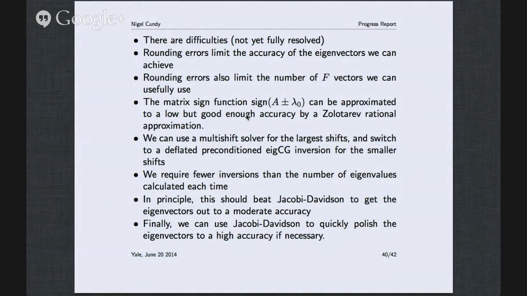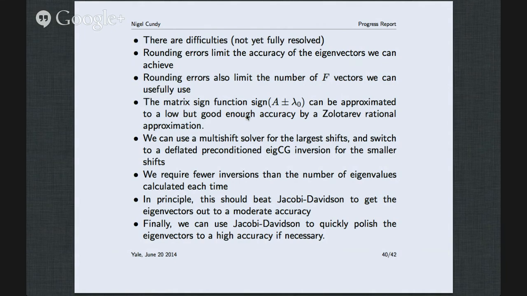This matrix sign function can be approximated to low but good enough accuracy by Zolotarev rational approximation, which is why I've called this Zolotarev. We can use a multi-shift solver for larger shifts and then switch to a preconditioned one, where the larger shifts tend to be above 1 or order 10. So they converge very quickly even without preconditioning. Then you can switch to a deflated preconditioned CG inversion for the smaller shifts of this inverter, and that seems to be reasonably efficient. The point is we require fewer inversions than the number of eigenvalues calculated each time. At least if you did it properly, you would require fewer inversions.